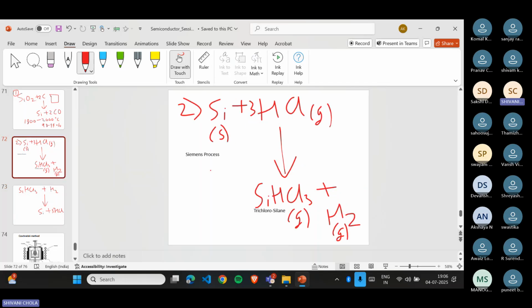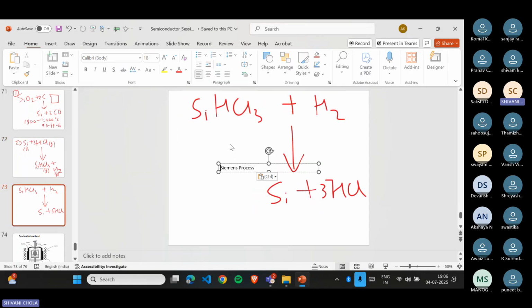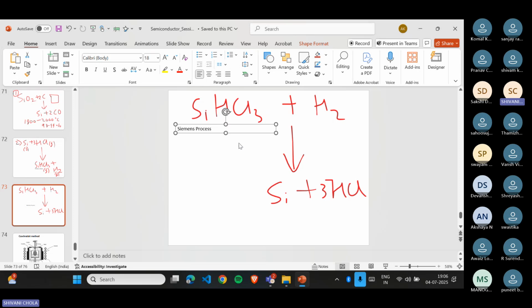I guess I have made a mistake. This is not the Simon process. Actually, this part is the Simon process. Sorry for the inconvenience, guys. This is the Simon process, to get solid silicon back from the gaseous silicon part using the hydrogen gas.